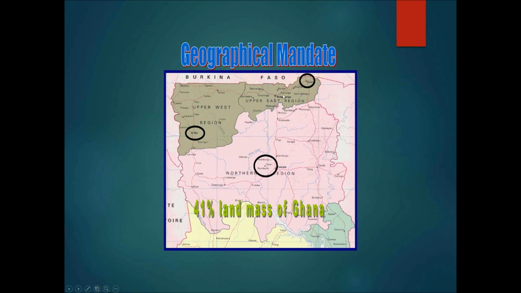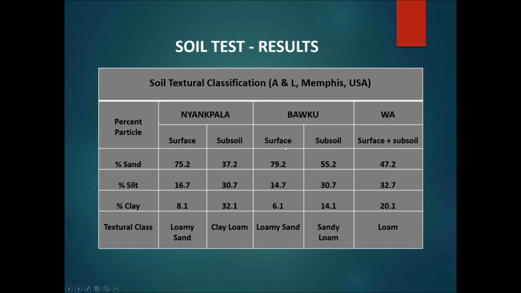Now, the mandate area of SARI is what we are seeing on this slide here. We have Bolga in the north there, and then we have Wa, which is also in the circle, and then we also have Tamale right in the middle there. This area has about 41% of the land mass of Ghana, and basically is a savanna zone. Bolga is a Sudan savanna, and then you have the Guinea savanna in Tamale and in Wa.